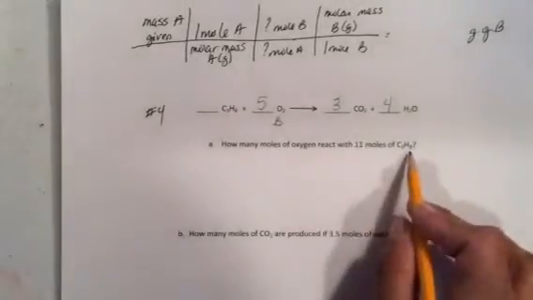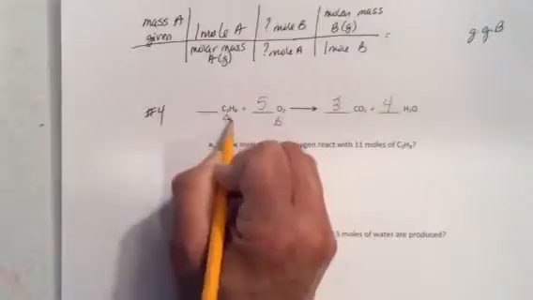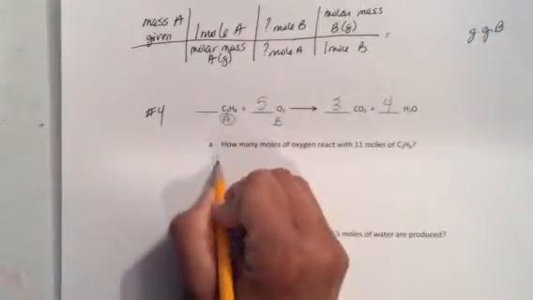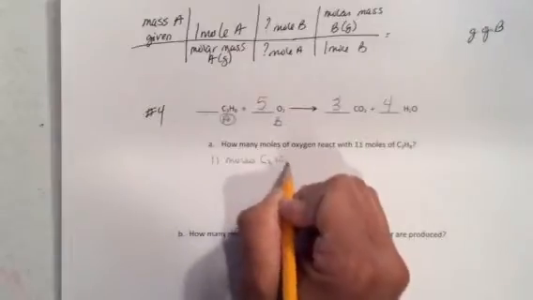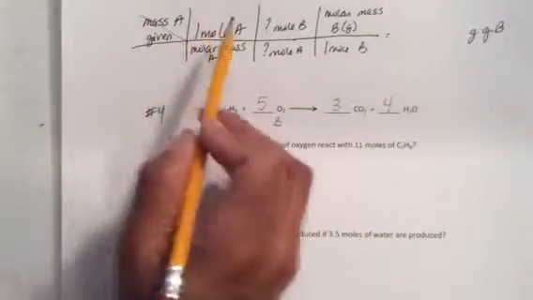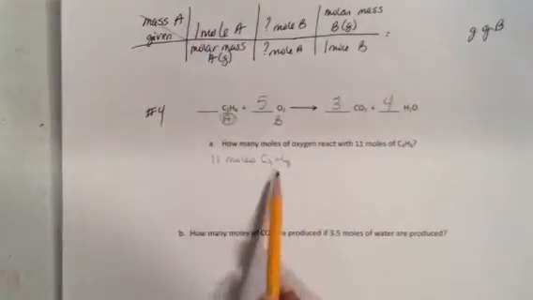React with 11 moles of propane. So I'm going to put, this is my A. What you know goes here, 11 moles. Anytime you're given the moles, you start with the moles. You're not starting here, you're actually starting here. So I wrote 11 moles.